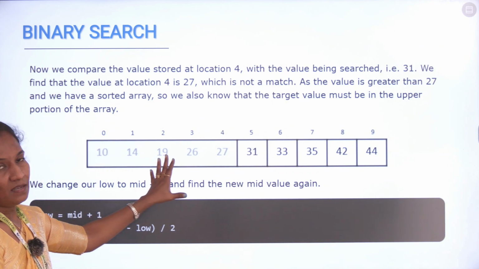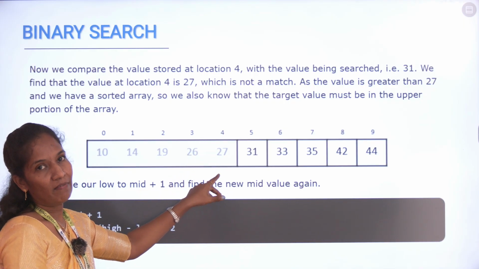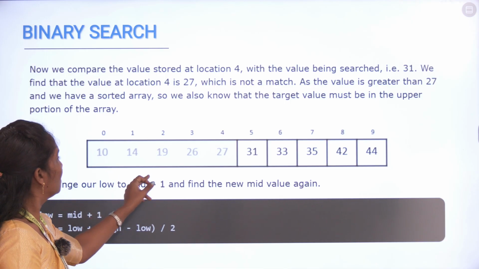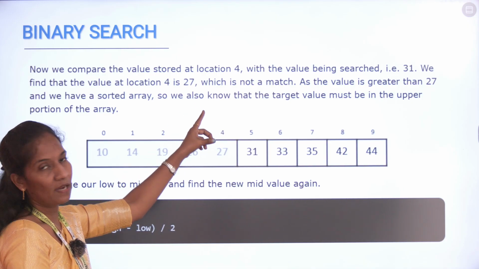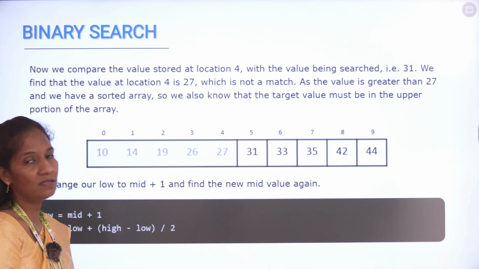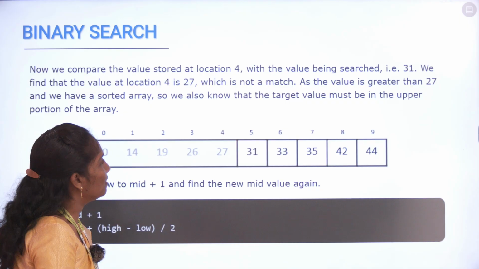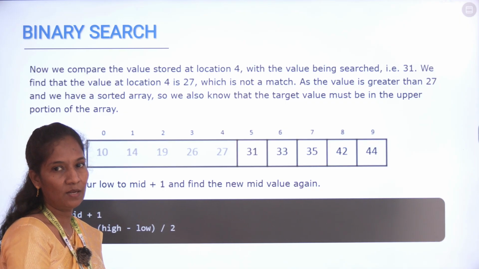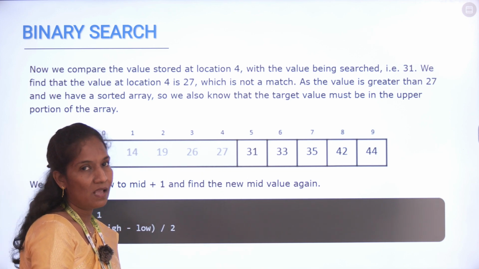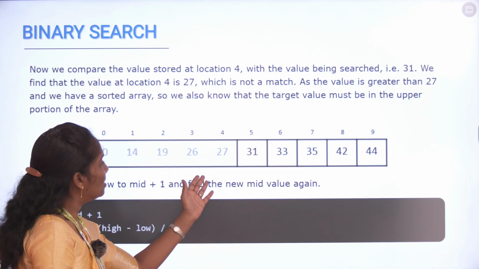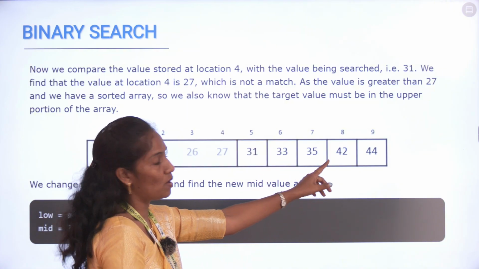Now at index 4, we have to compare the value. The search key value is 31. So this 31 has to be checked with index 4. Index 4 has the element 27. So 27 is checked against the search key 31. Here 31 is greater than the value at the index. So we have to move to the upper half, means the right-hand side. The right-hand side consists of the elements 31, 33, 35, 42 and 44.